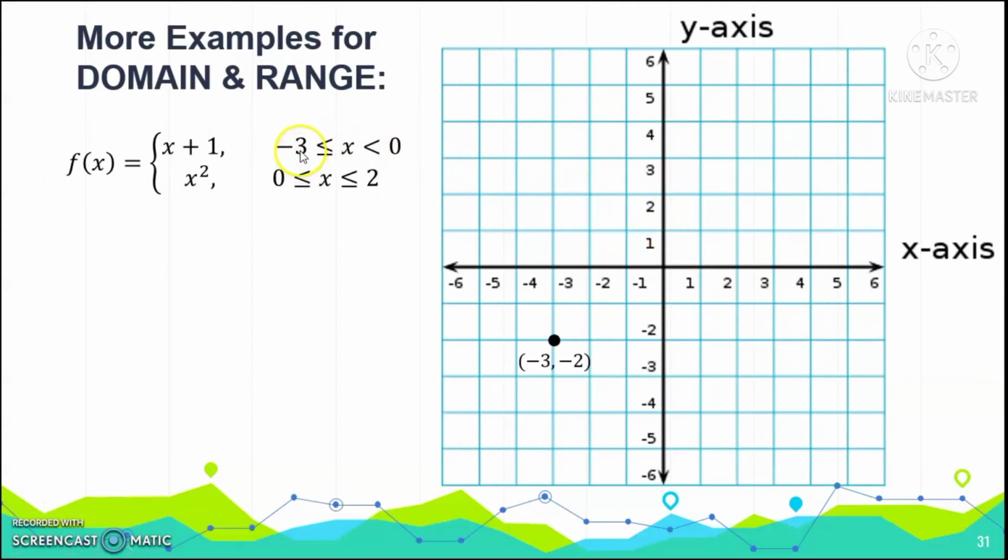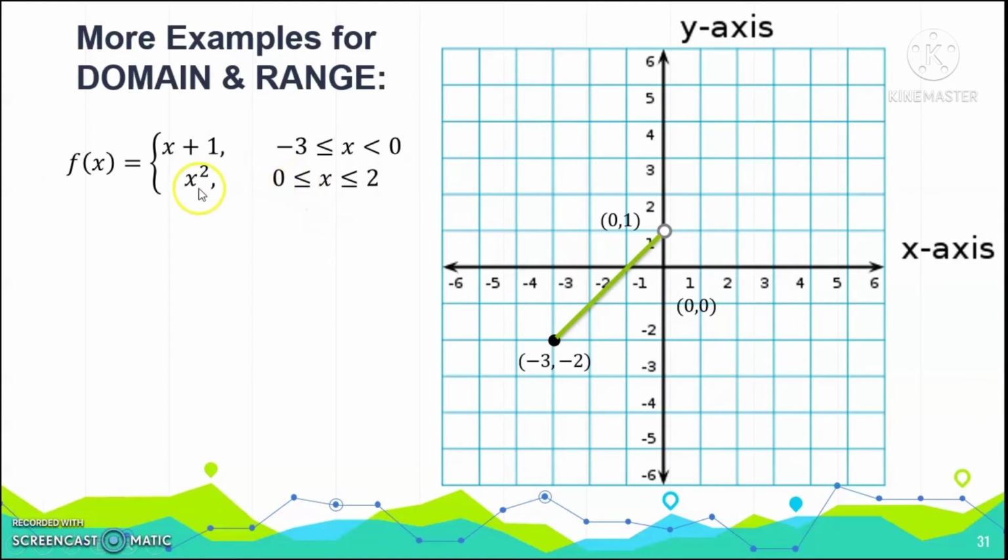So from negative 3, that is the lowest possible value of x. If our x is negative 3 and we substitute it into the given function, negative 3 plus 1, so you have negative 2. And we also have 0. If our x is 0, then we have 0 plus 1, then the answer is 0 and 1. So we're going to plot it here. We use the open dot because it is less than. So we have to connect the graph.